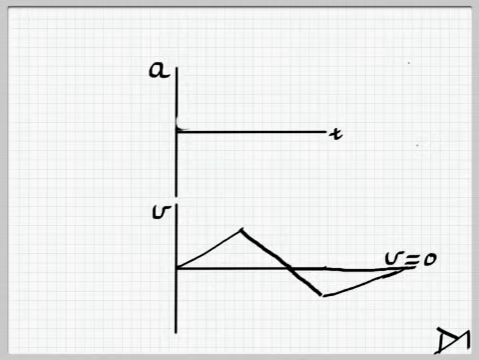What about the acceleration versus time for this curve, for this motion? Looking at our velocity versus time, we know the acceleration is the derivative of the velocity versus time. So on the velocity versus time graph, acceleration is the slope of velocity versus time.